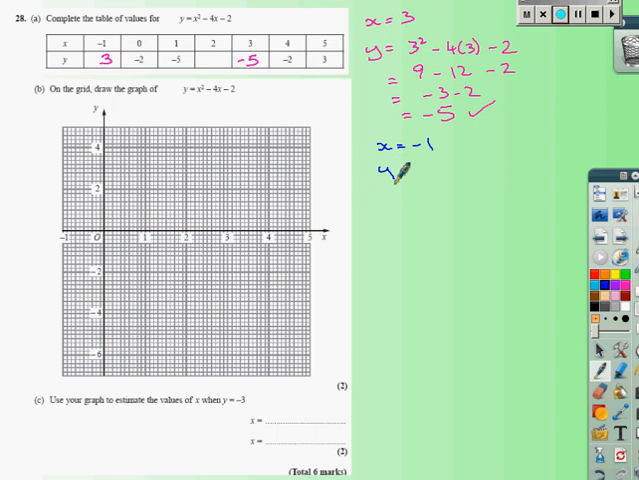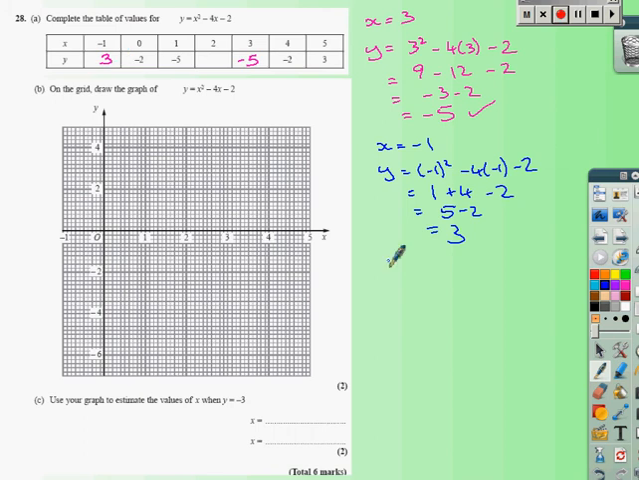Okay, we could do exactly the same for when x equals minus 1. So if we substitute that in, that would give us minus 1 squared minus 4 times minus 1 minus 2. Now this is obviously quite difficult with all of these negatives. Minus 1 squared is 1, negative times negative is a positive. Likewise, minus 4 times minus 1 will give me plus 4. And then we minus the 2. 1 plus 4 is 5, and 5 minus 2 is equal to 3. So yes, we're correct again.